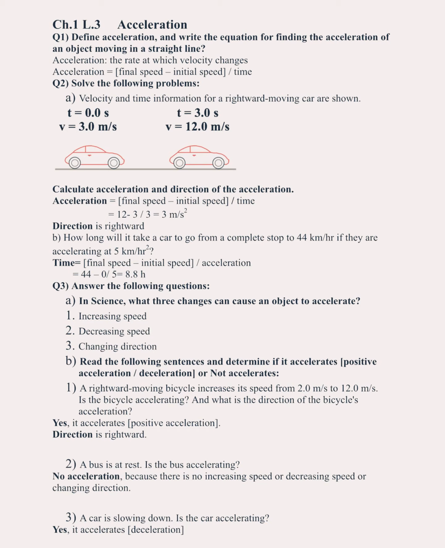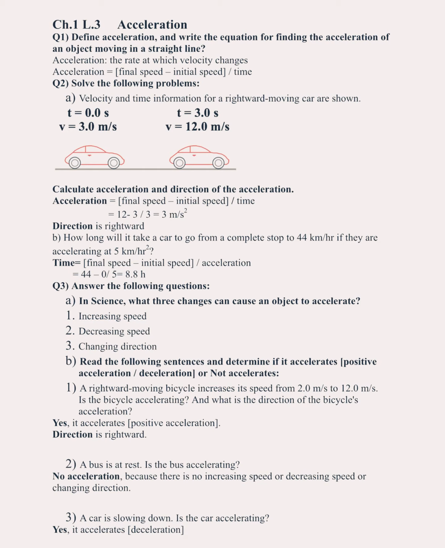Question number 2, solve the following problems. A, velocity and time information for a rightward moving car are shown. Here he's given you the time, t, and v. T is the time and v is the velocity, or the speed, by which the car is moving rightward. For the time, at the beginning at time 0, at last the time was 3 seconds. So it means that the time elapsed here equals 3 seconds.